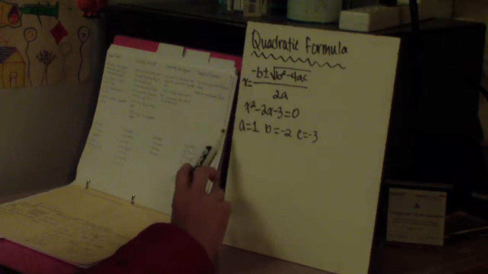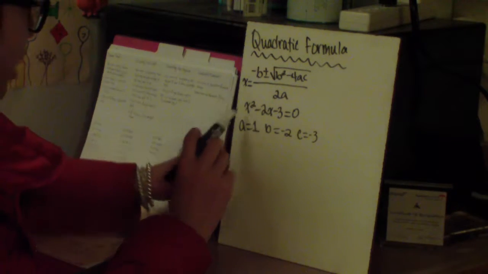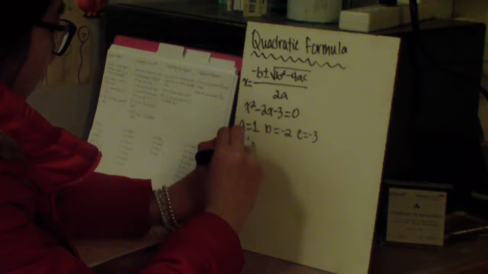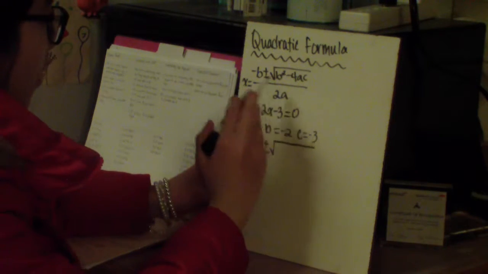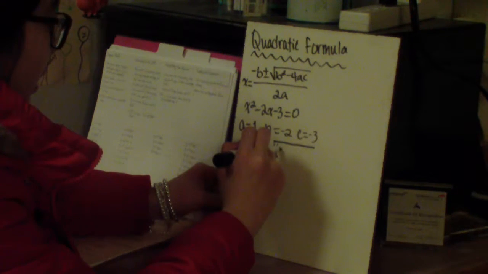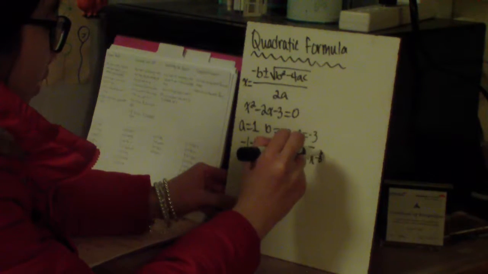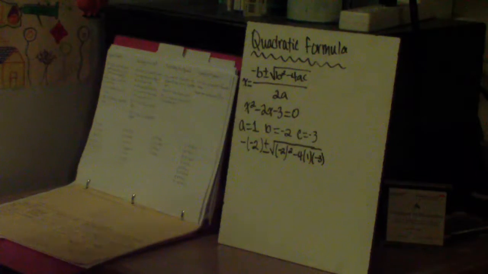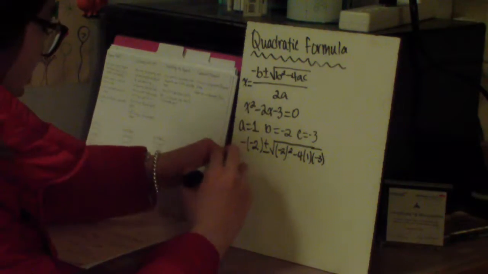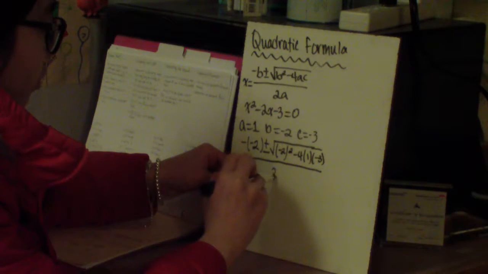So now it's really easy when you write it out because you just automatically plug it in. So negative b would be negative 2. And then plus or minus the square root of b squared minus 4ac does. So that would be negative 2 squared minus 4 times 1 times negative 3. And it is really important to add parentheses so you do not get mixed up with your math or any of your computations. So that is over 2a, which is 2 times 1.